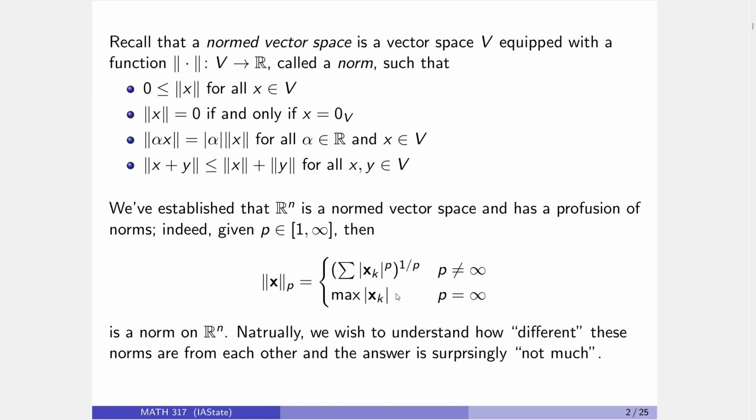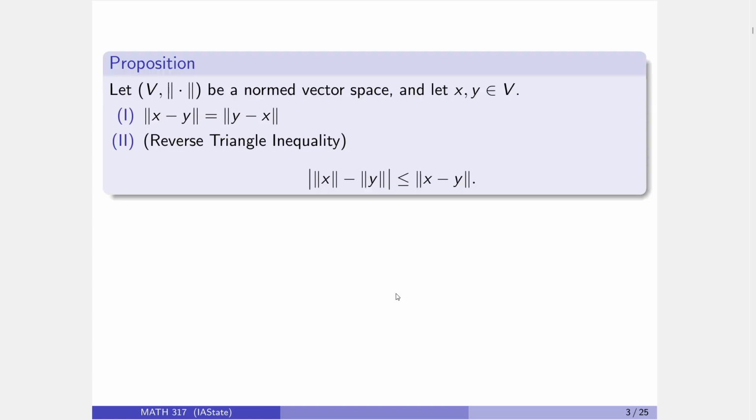Now, in order to get there, let's prove some things. Alright, so first off, let's begin with a couple of proofs about general normed vector spaces. Last time we gave the definition, and we focused our attention on creating examples. Let's now start getting some general properties.